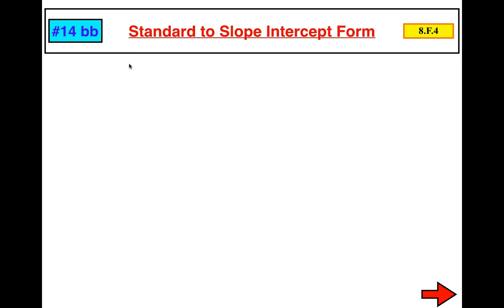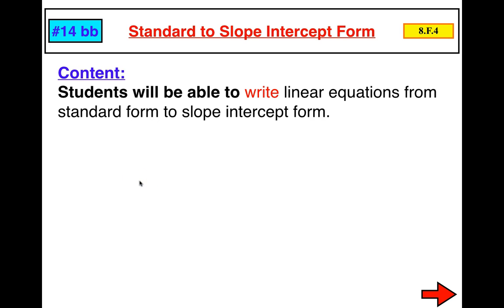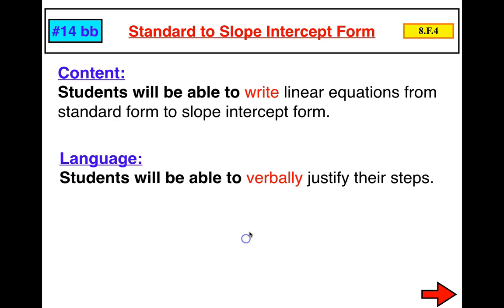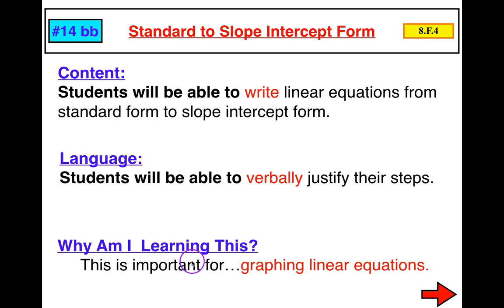Today we are going to cover 14BB, which is standard form to slope-intercept form. Our content objective is students will be able to write linear equations from standard form to slope-intercept form. Our language objective is students will be able to verbally justify their steps. Why am I learning this? Well, it's important for graphing linear equations.